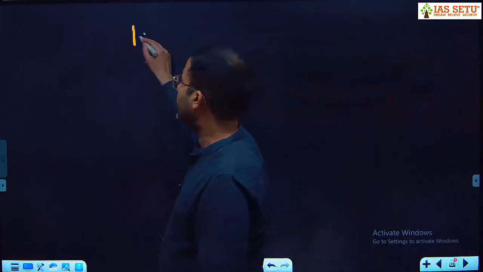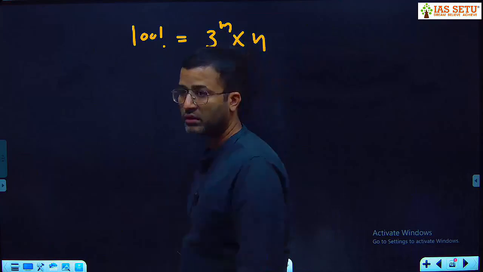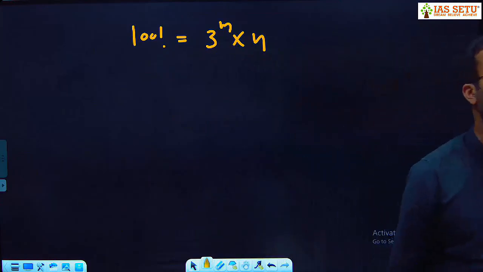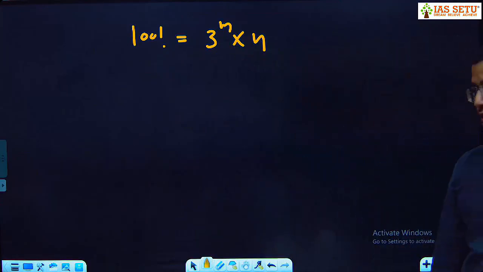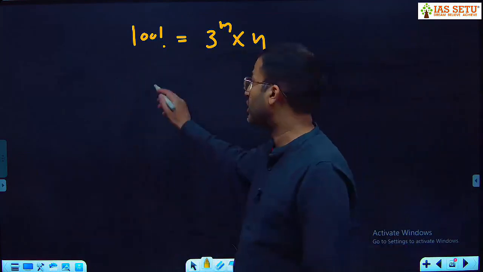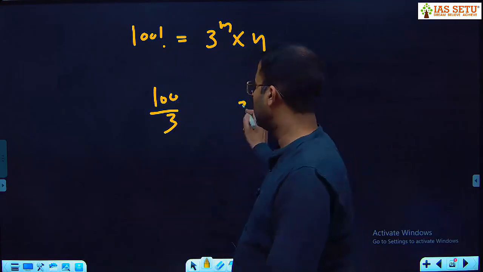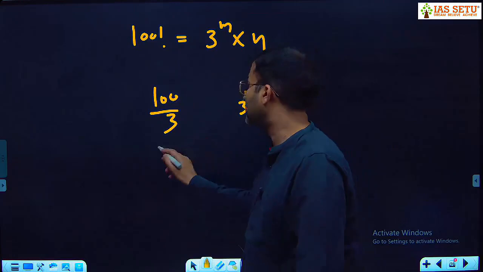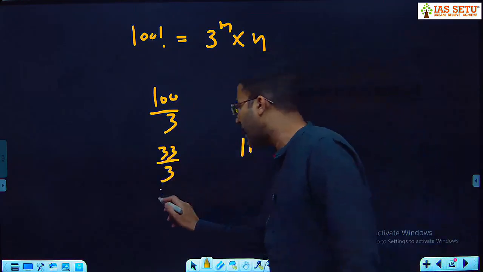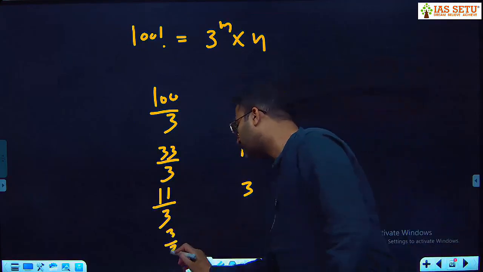Wait, let me take some extra questions. Next time the examiner can ask: 100 factorial is equal to 3 to the power m into n, and ask you to find the maximum value of m. Means how many 3s are there in 100 factorial. You can't check manually because it is time consuming. So we have a shortcut. 100 you have to divide by 3. So it is 33. Then this 33 you have to divide by 3, 11. This 11 you have to divide by 3, 3. 3 divided by 3 you have 1.